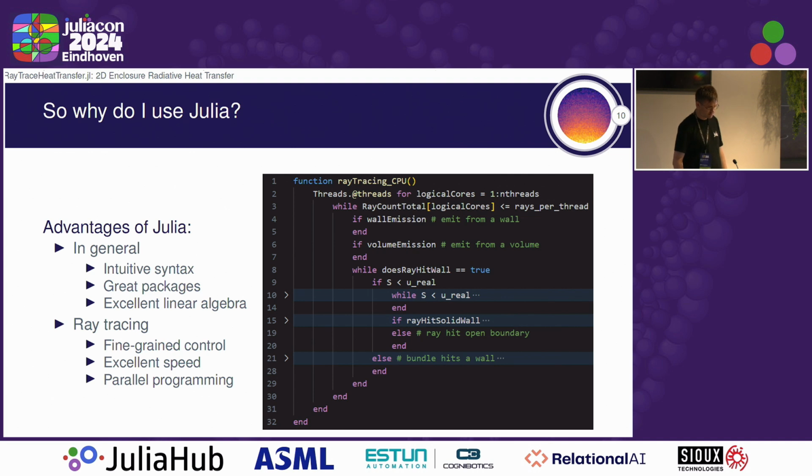And then lastly, why do I use Julia for this? Because this is my ray tracing. This is just pseudocode that I wrote to simplify it. But as you can see, there's a parallel for loop. Then there are 3 nested while loops. And this is basically one model set. So it needs to be very fast, especially if you have to trace 100 million rays or a billion.